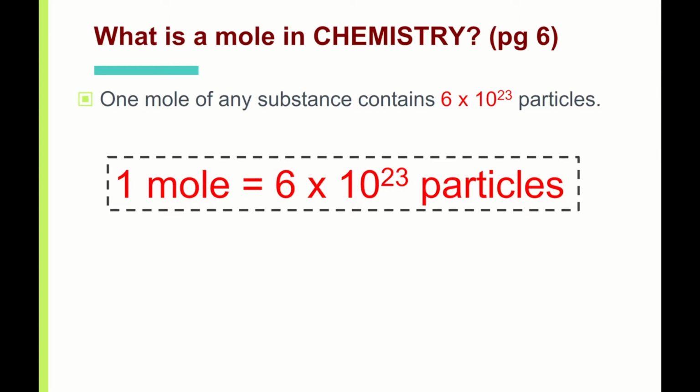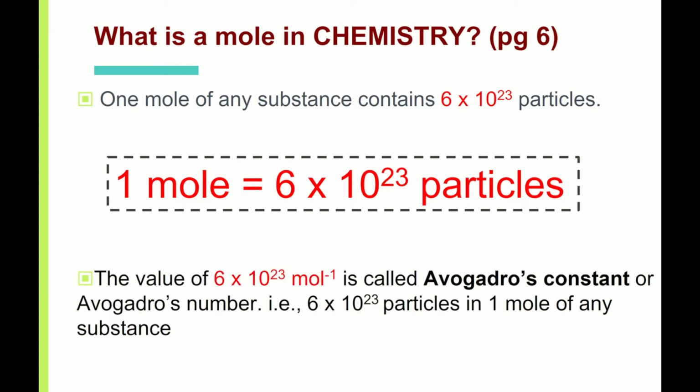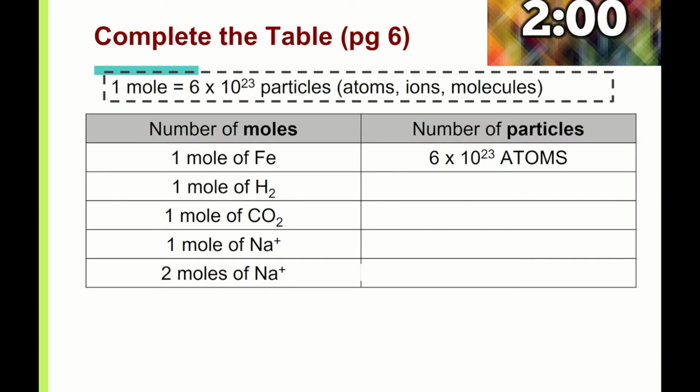Okay, so this special number was discovered by this guy called Avogadro. Okay, it's Mr. Avogadro. Don't need to know how to spell. Okay, but don't tell me it's avocado lah. Okay, and so it's 6 times 10 to the power of 23 per mole. Okay, so let's try this. Page 6 in your notes.